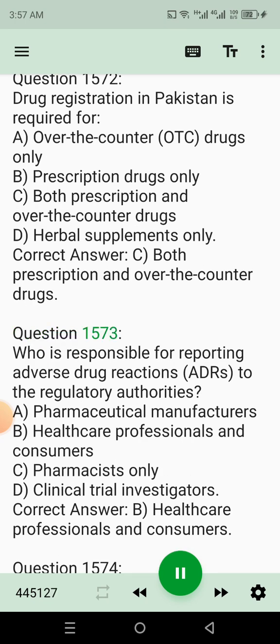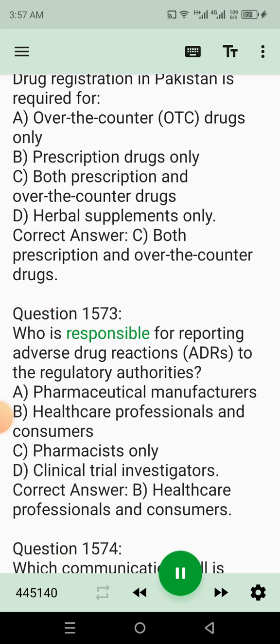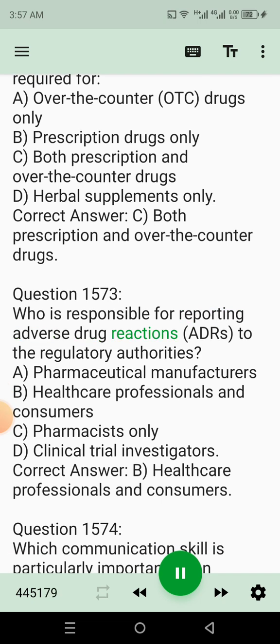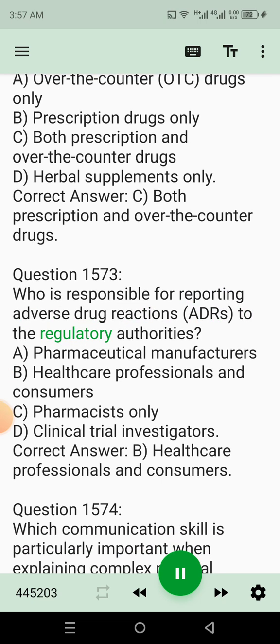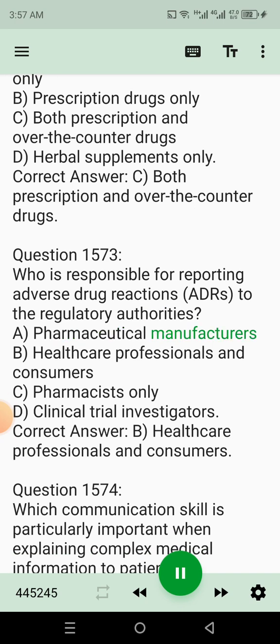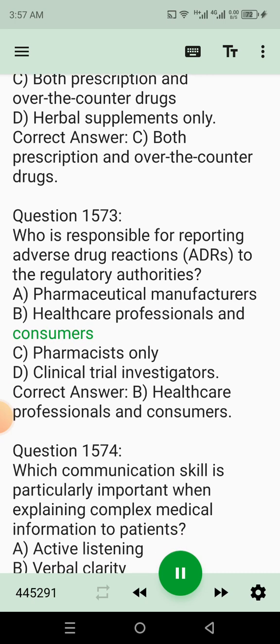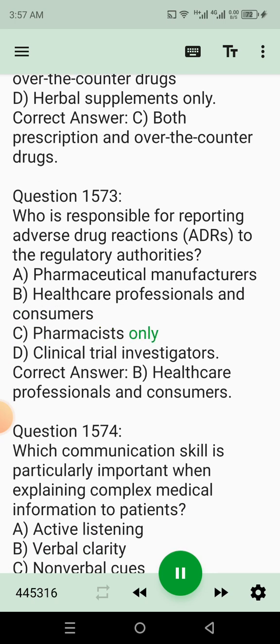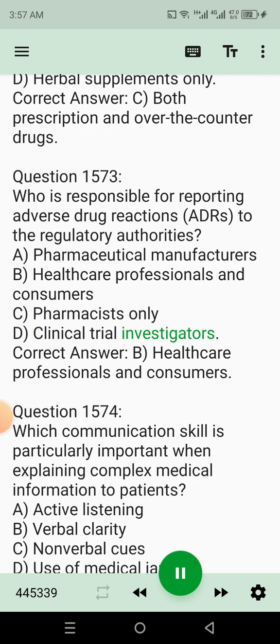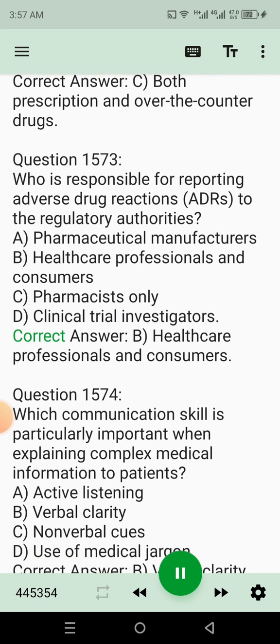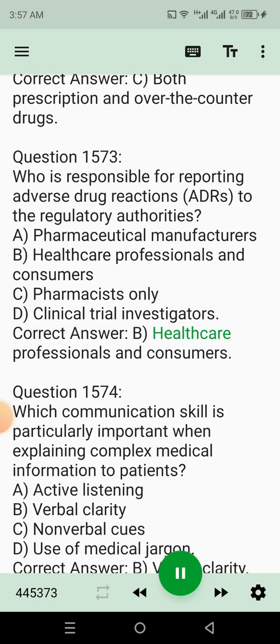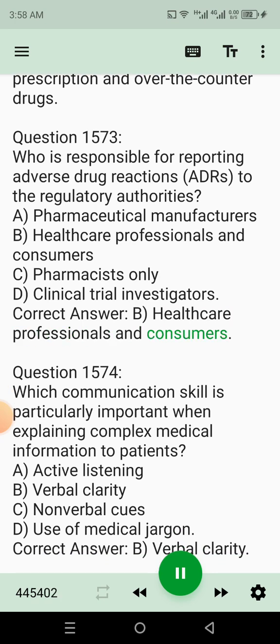Question 1573. Who is responsible for reporting adverse drug reactions (ADRs) to the regulatory authorities? A. Pharmaceutical manufacturers. B. Healthcare professionals and consumers. C. Pharmacists only. D. Clinical trial investigators. Correct answer. B. Healthcare professionals and consumers.